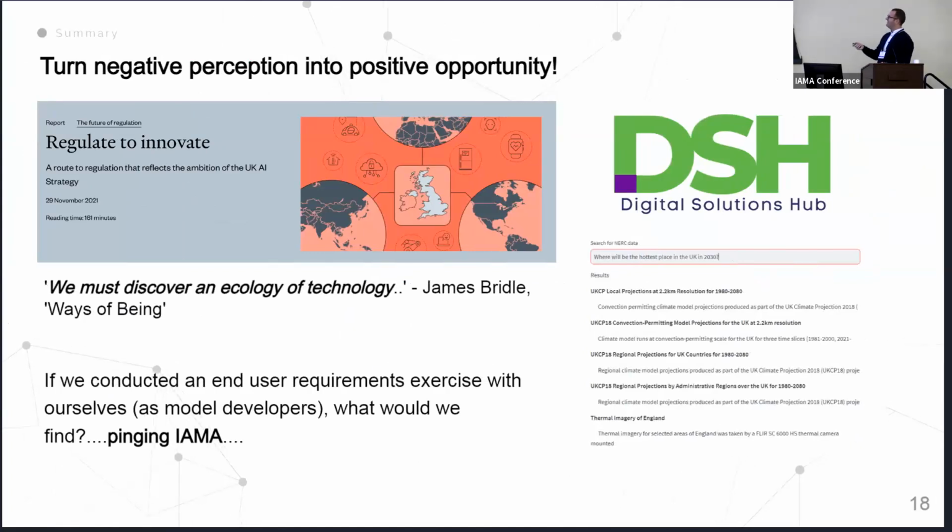Because what we can do is to get this right, and as soon as you mention standards and regulation, you get various levels of eye rolling, but actually turning that into a story to enable innovation is key.